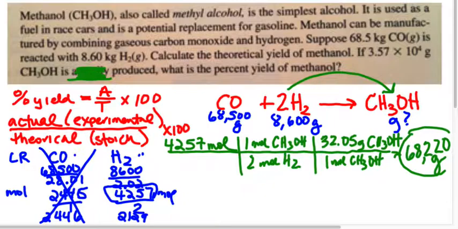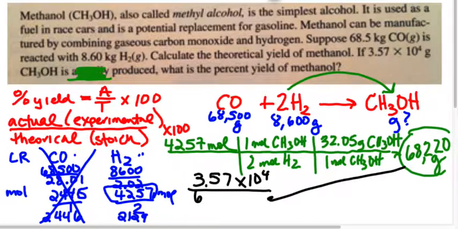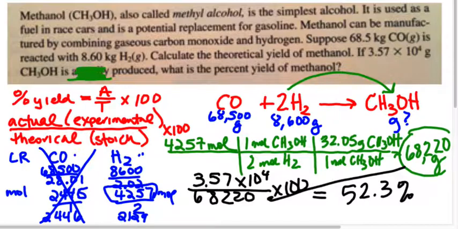So what do we do now? What do I put on top? 3.57, the actual yield, divided by the theoretical yield, which I just figured out, 68,220. Give me 3 sig figs in my final percent to stick with this. 52.3%. Not super efficient, huh?